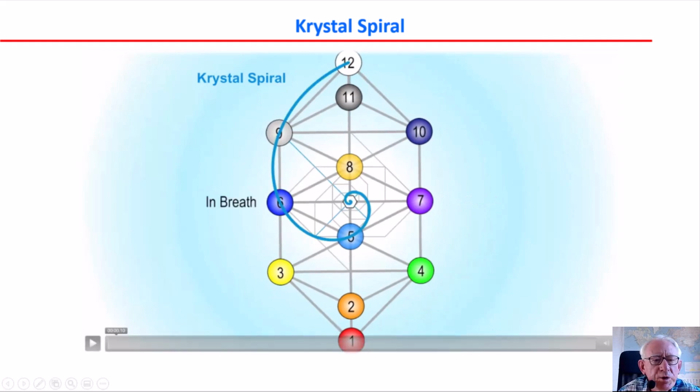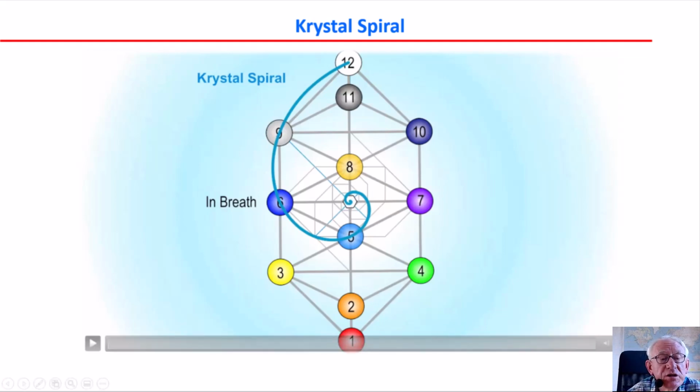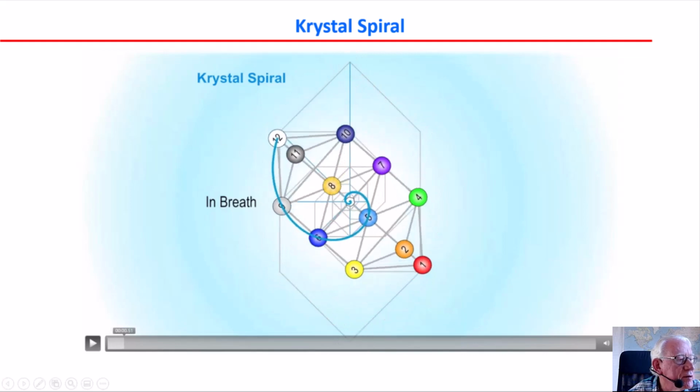Now, in-breath and out-breath, expansion and contraction are relative terms. Expansion into creation represents a contraction of consciousness, and conversely, creation contracting out of form and expanding into wholeness in source is an expansion. Now we can illustrate these stages, the crystal spiral here.